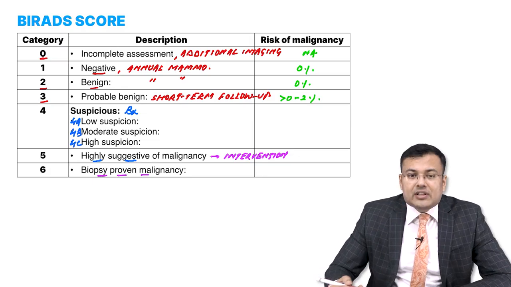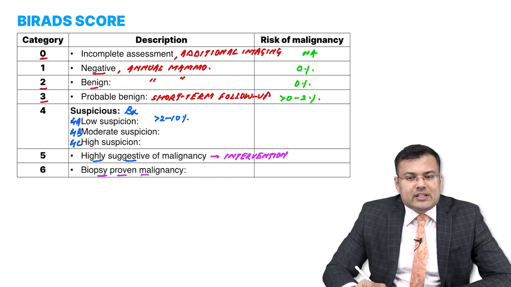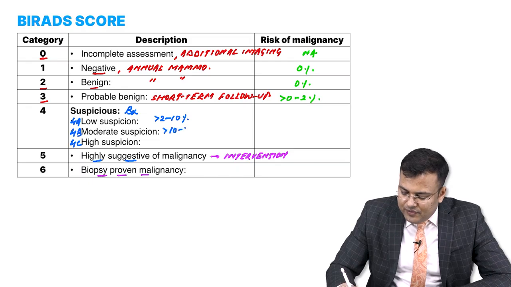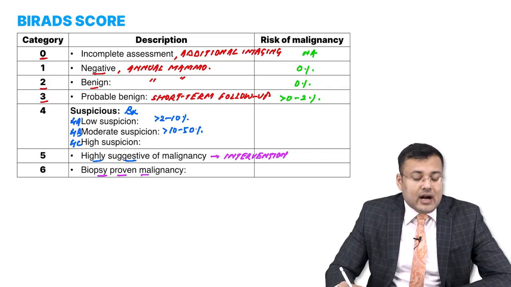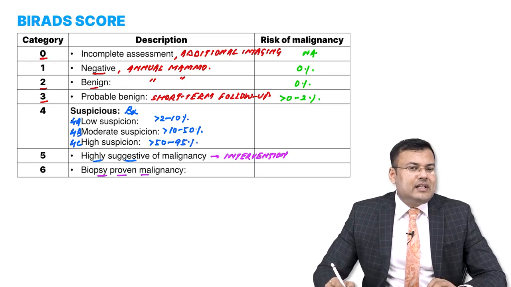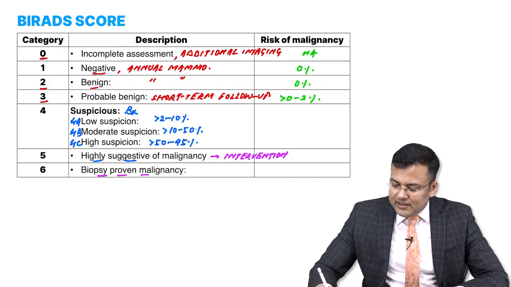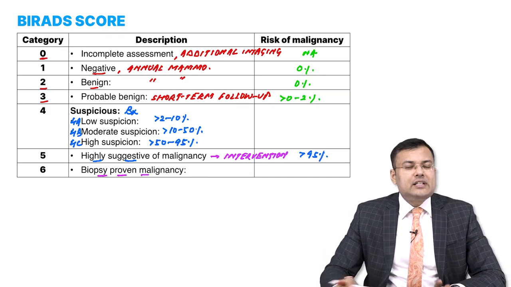So if low suspicion, how much is the risk? More than 2 to 10%. Moderate suspicion, more than 10 to 50%. And if there is high suspicion, obviously the risk is high. How much? More than 50 to 95%. And category 5, when it is highly suggestive of malignancy, here how much is the risk? More than 95%. Clear? So this is BI-RADS.